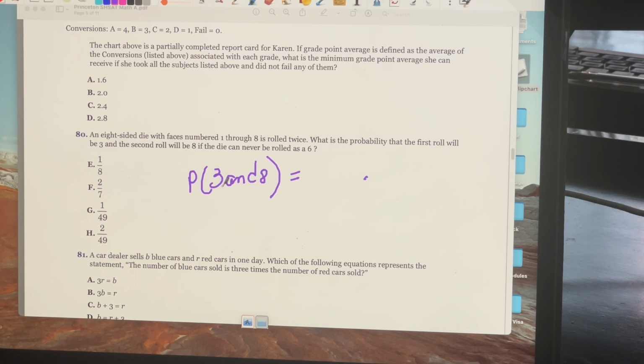What's the probability of getting a 3? The probability of getting a 3 is actually 1 over 7, because the die can never be rolled as a 6 for whatever reason. So you only have really 7 choices. What's the probability of getting an 8? Again, there is one side with an 8, and there are 7 choices because one of them is not there for whatever reason. So, final answer, 1 over 49.